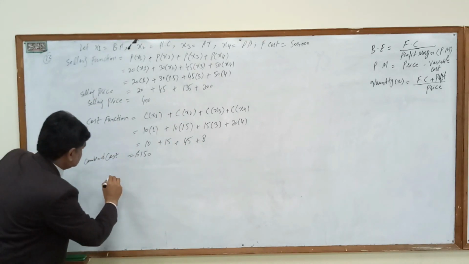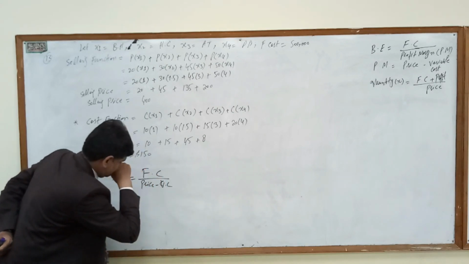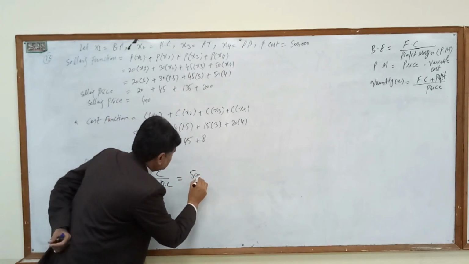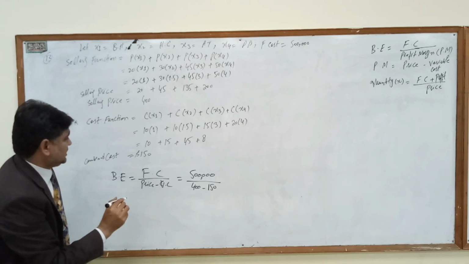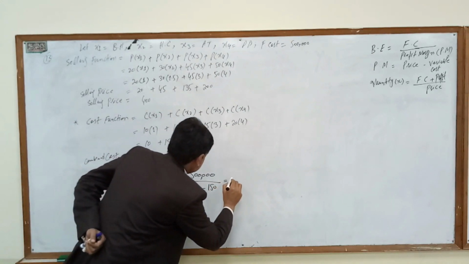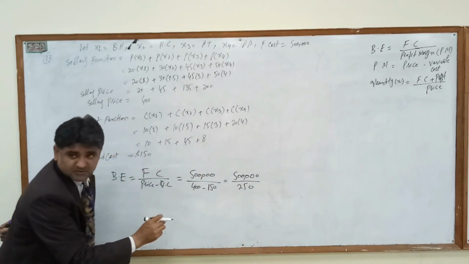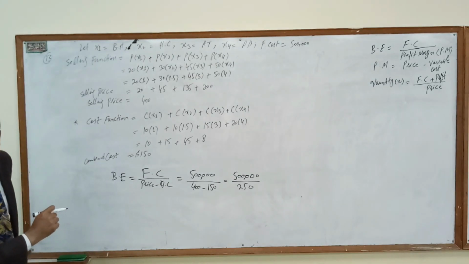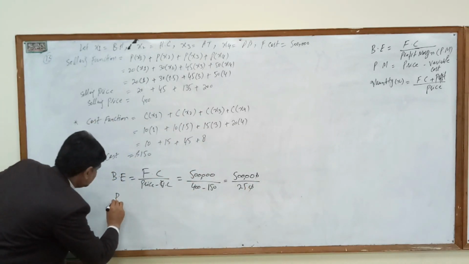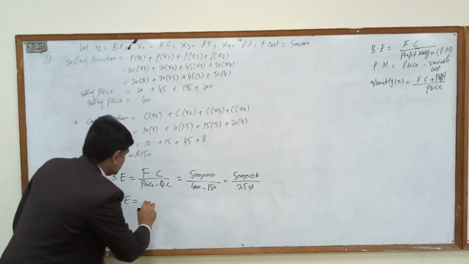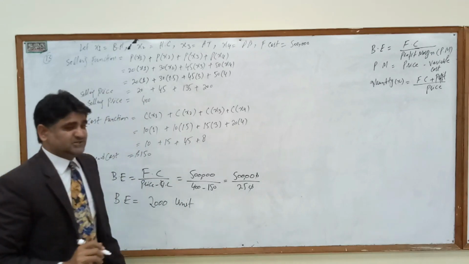How can we determine the break even? Break even is equal to fixed cost divided by price minus variable cost. Clear, students? What is fixed cost? 500,000. Divided by price 400 minus 150. 400 minus 150 is equal to 250. So 500,000 divided by 250. What's the value? Break even quantity is 2000. 2000 is the break even. Concept clear? The combined quantity is 2000 units.